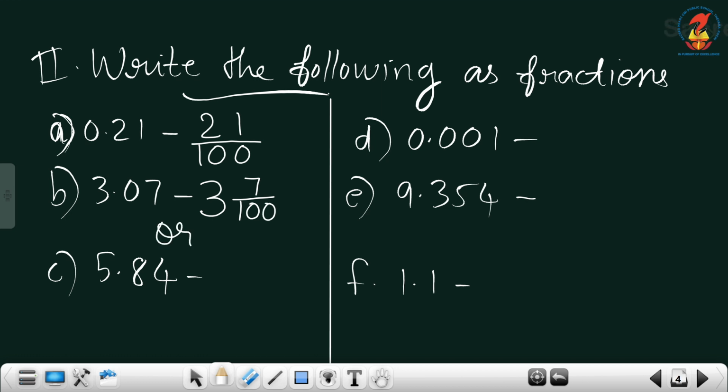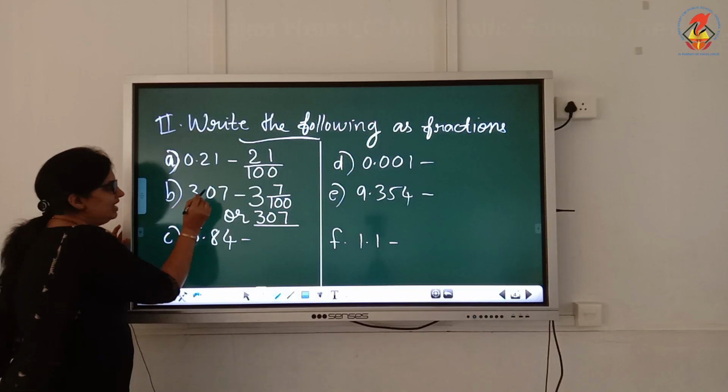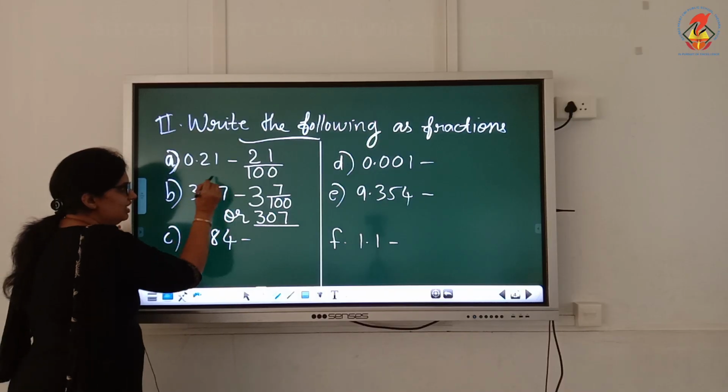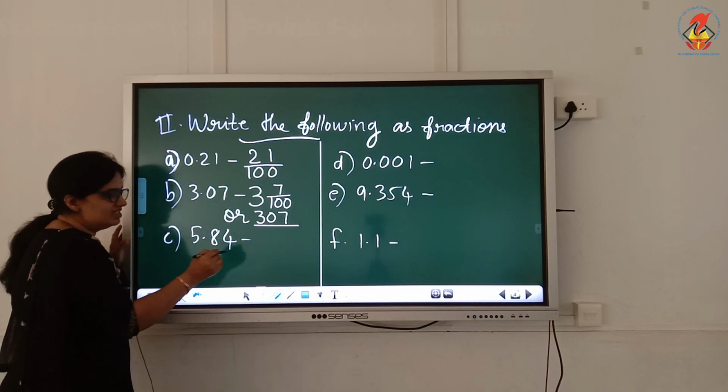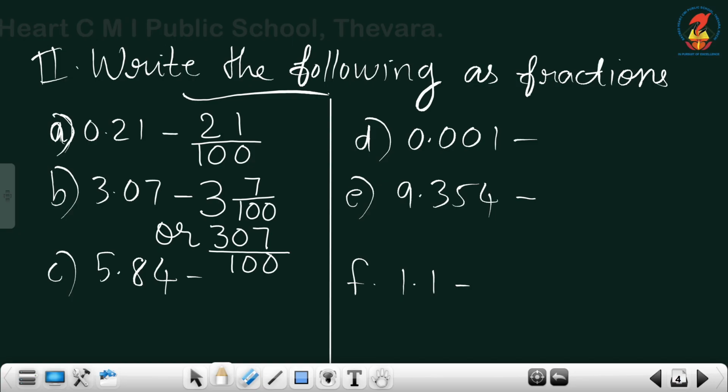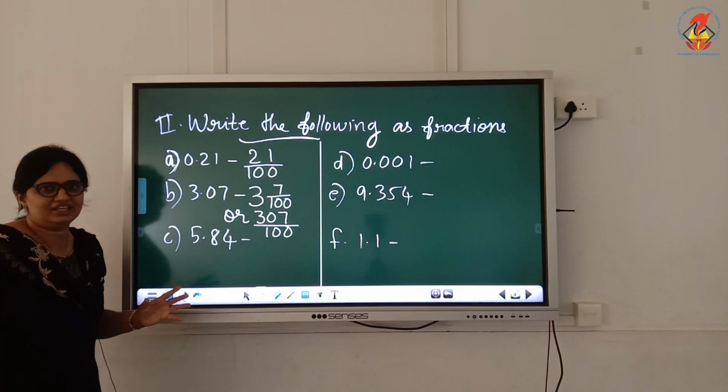Or you can write one more method. Just remove the decimal point from here. You will get what? 307 divided by what? Divided by 100 only. You know what's the reason? We have only 2 decimal places here. So, we need to write divided by 100. You can write it in 2 methods. Either you write it as a mixed number, or you can write it like this also. Both are correct only, right?